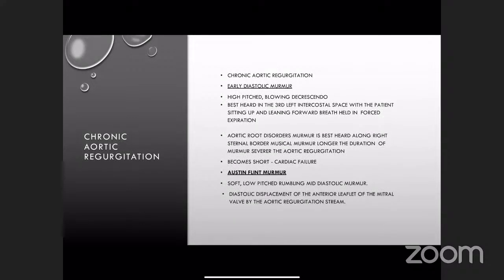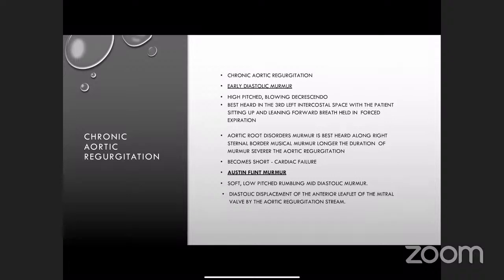We can hear an early diastolic murmur, high pitched, blowing, decrescendo, best heard in the third left intercostal space with the patient sitting up in expiration. In aortic root disorders, the murmur is best heard along the right sternal border, with mosaic murmurs. The longer the duration of the murmur, the more severe; if the murmur becomes short, it indicates cardiac failure.